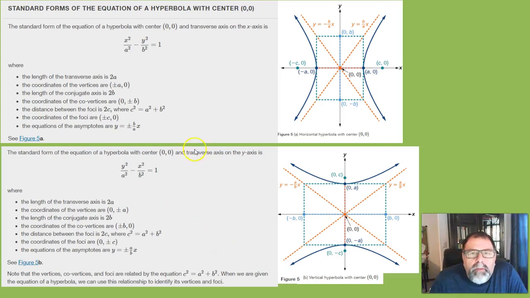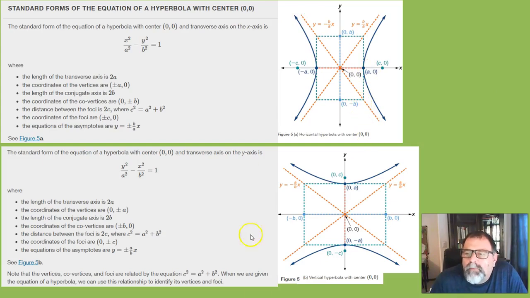Okay, so just like with the ellipse, the hyperbola has two different types. One that's vertical, one that's horizontal. So the first one, we're talking about the transverse axis. This is a horizontal transverse axis. It's on the x-axis. And then a vertical one, transverse axis on the y-axis.